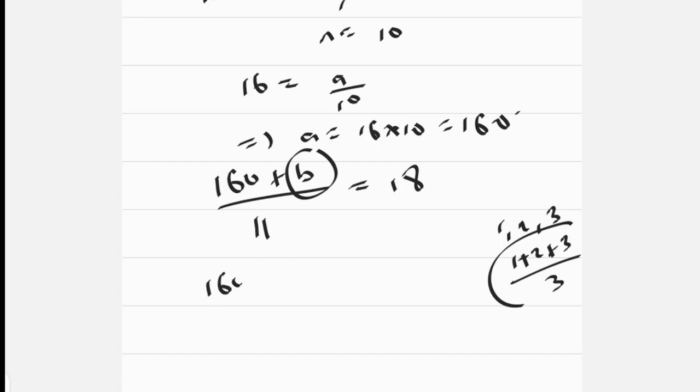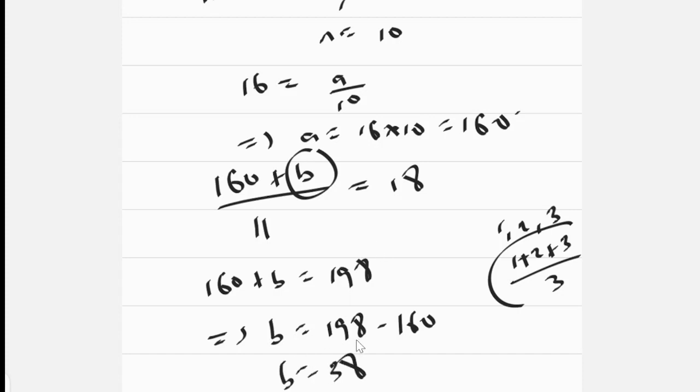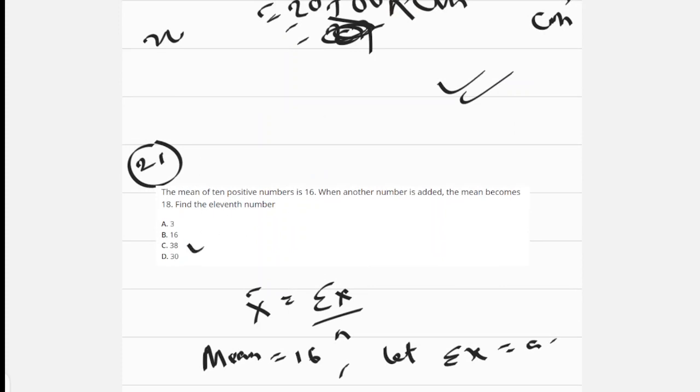This will now give me 160 plus B is equal to 198. So from there, you can collect the like terms, and your B will now be 198 minus 160. What is 198 minus 160? Your B is equal to 38. It means the 11th number is what? It is 38. So it means the 11th number is 38.